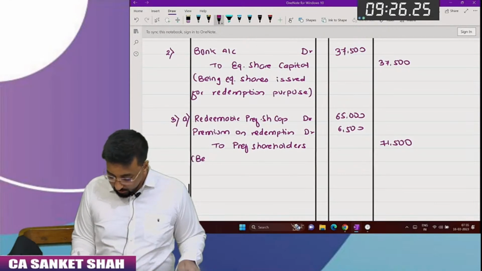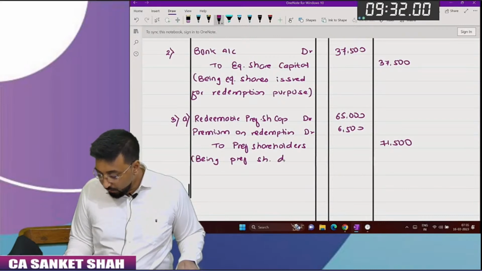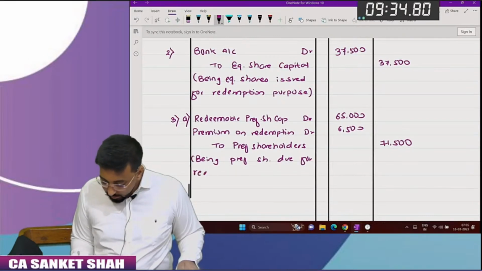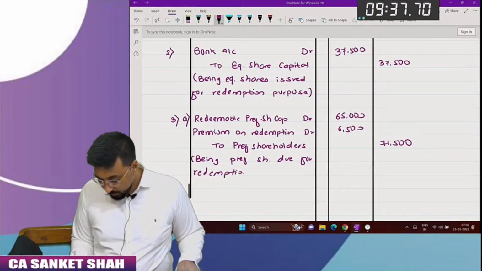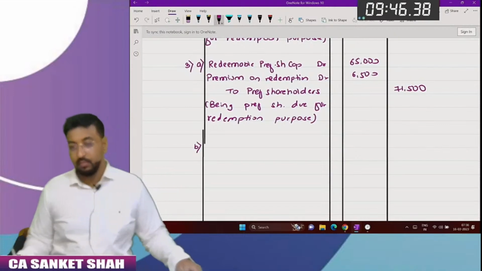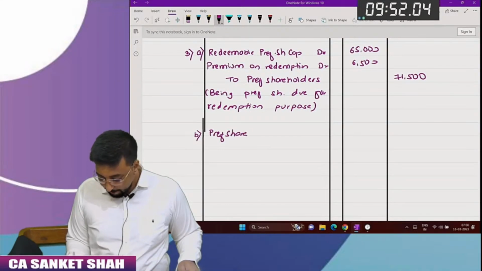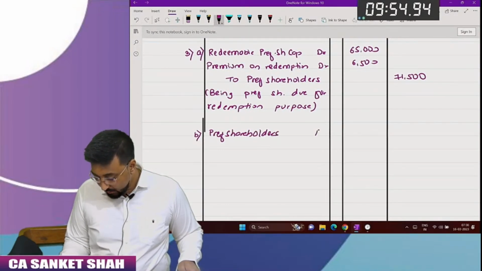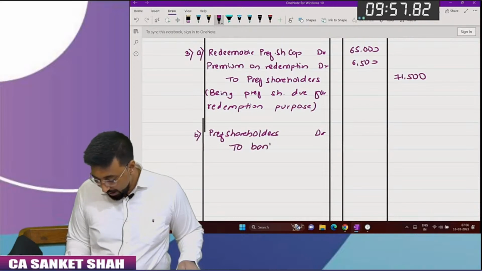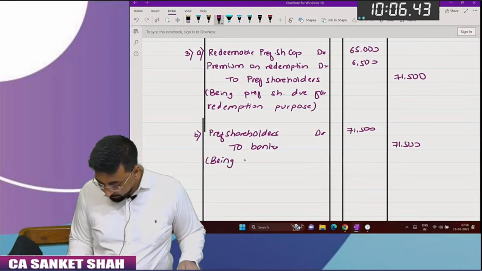Being preference shares due for redemption purpose. Next one, B. Preference shareholders to bank. 71,500. Being preference shareholders paid.